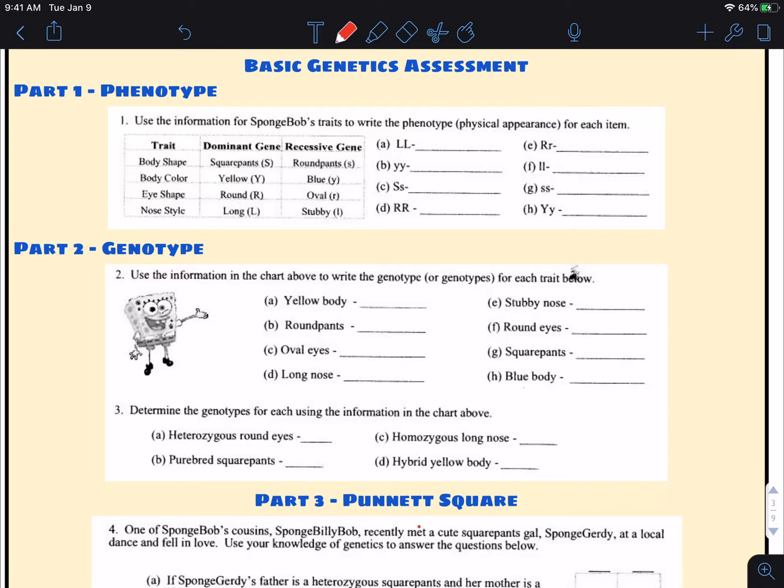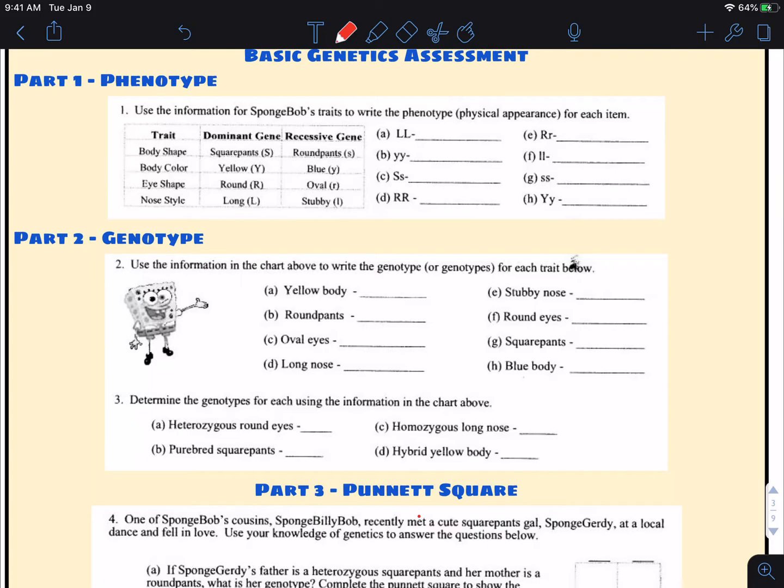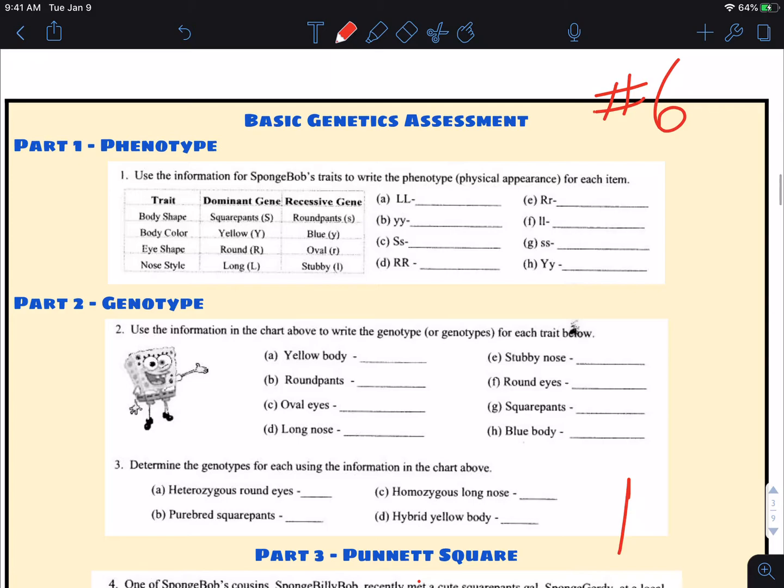Now, there are some of you that may have already done this, and in fact, I wanted you to already do this page. If you didn't, you need to stop watching this and attempt to complete this page. This is page number 6 of the Mendelian genetics packet. So if you have not done this yet, if it still looks like mine, you need to go back and do it.